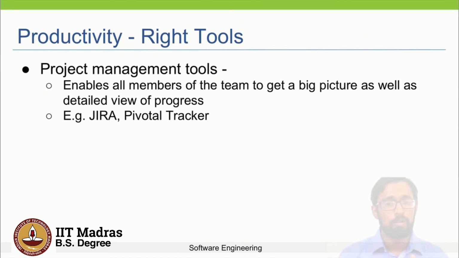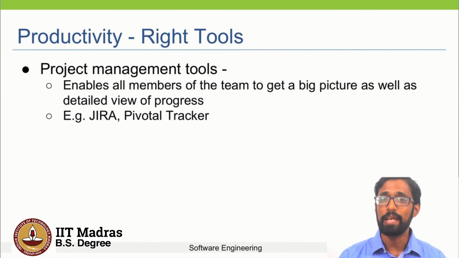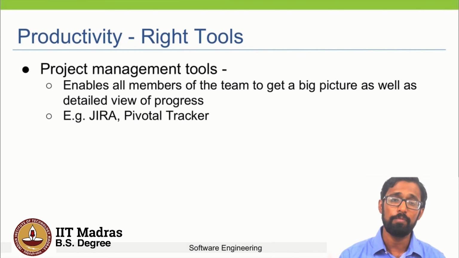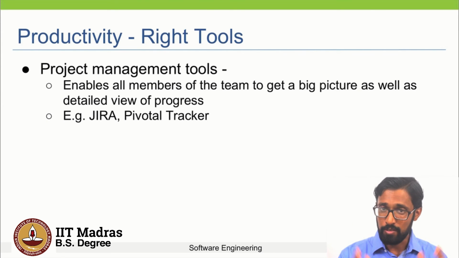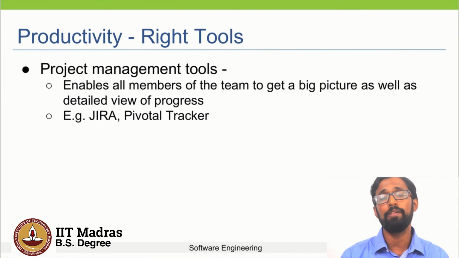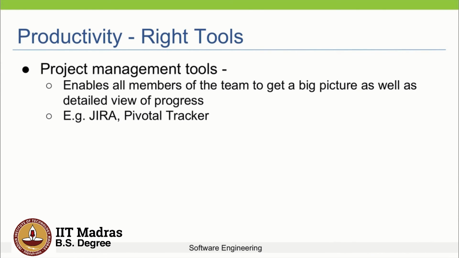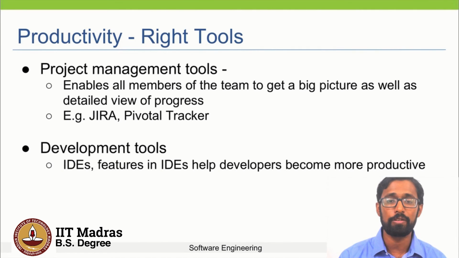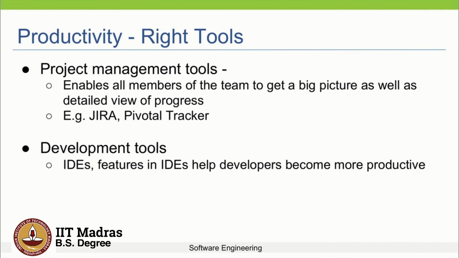So software engineers can be productive by using the right tools. So we saw throughout the course how using the right tools can speed up as well as help create effective software. So we looked at project management tools, right? Tools like Jira, Pivotal Tracker. So these tools enable all members of the team to get a big picture of the software project as well as a detailed view of the progress of the project. And then there are development tools like IDEs, and features in IDEs help developers become more productive.